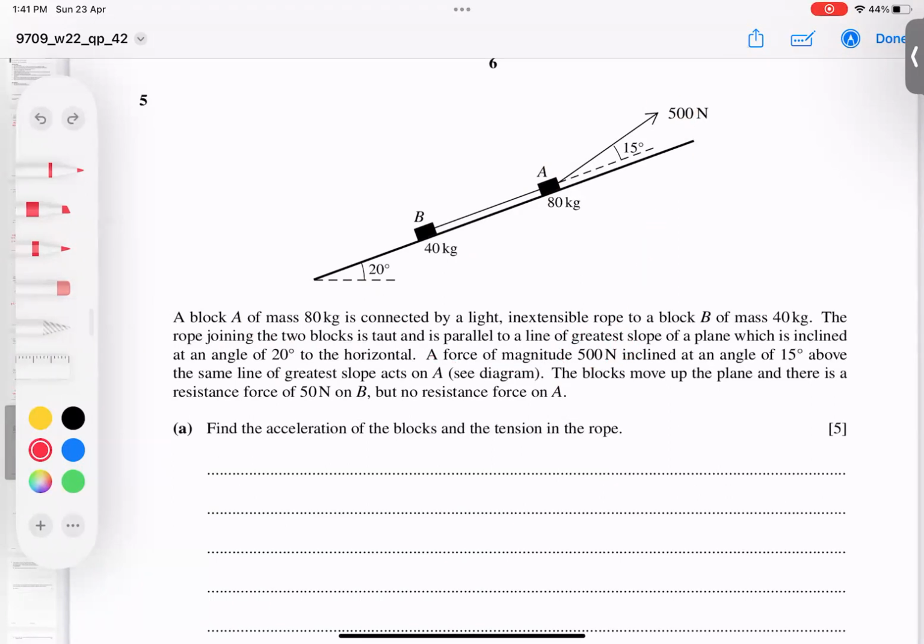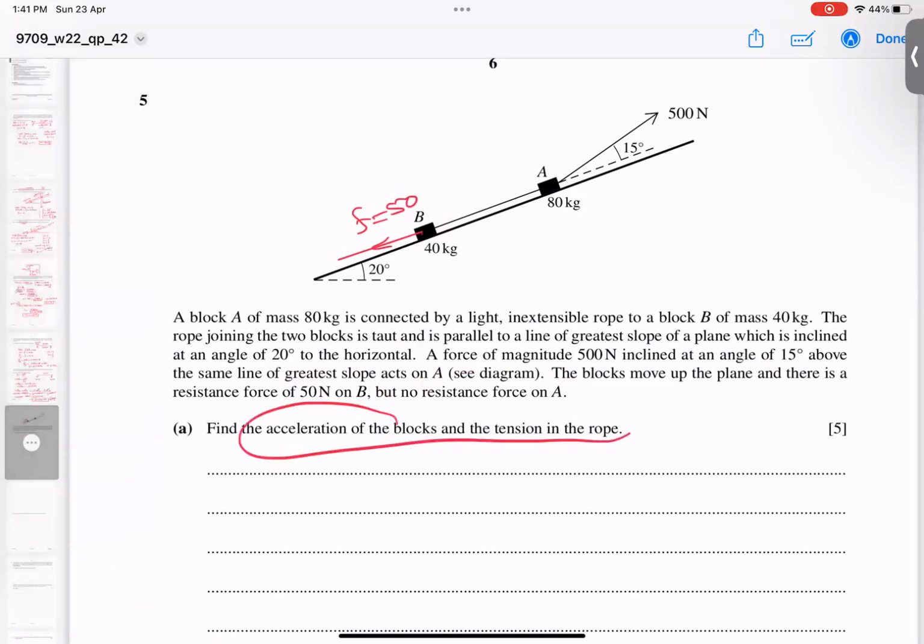Okay, and the block moves up. There is a friction force acting on B of 50 newtons. So I just mentioned it here. And no friction acting on A. All right. And find the acceleration and the tension of the rope.